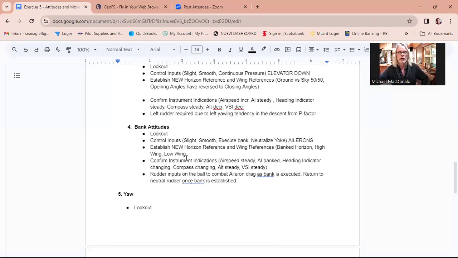Let's talk about the bank attitudes. Again, the lookout's really important because you need to look to where you're turning. You don't walk across the street without looking for traffic. It's the same when flying. Again, the control input should be slight, smooth.